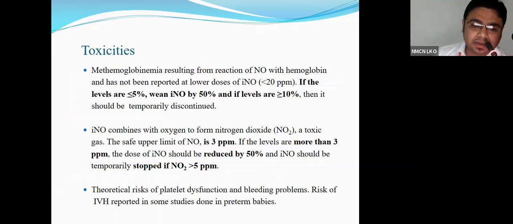So toxicities are usually methemoglobinemia and formation of nitrogen dioxide, which is a more toxic molecule as compared to NO. If the level of methemoglobinemia rises to more than 10%, then you have to temporarily discontinue the nitric oxide. Likewise for NO2, if the concentration rises to more than 5 ppm, then you have to temporarily withhold your nitric oxide system. And there are chances of bleeding, particularly in preterm.